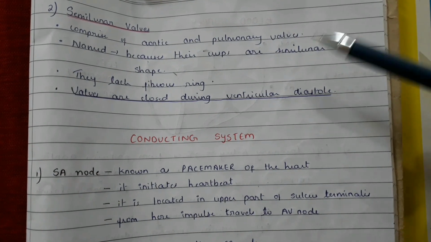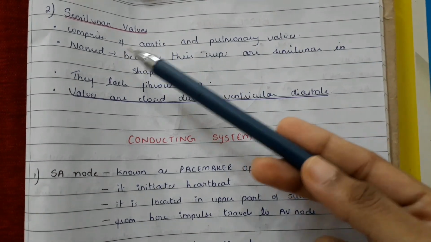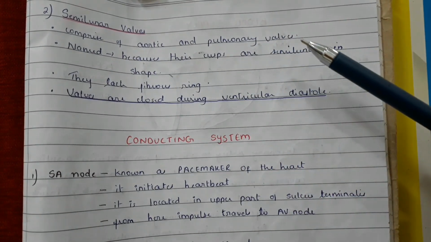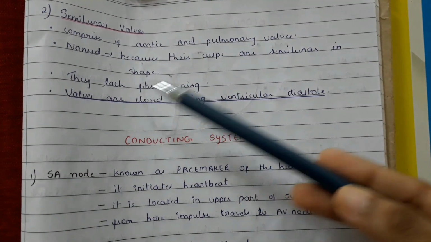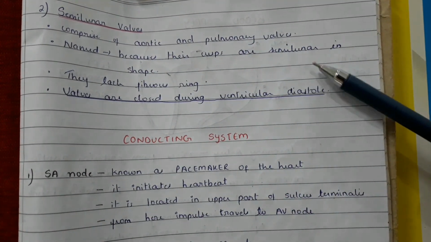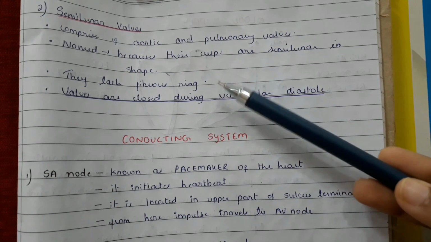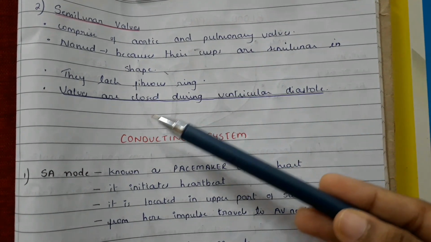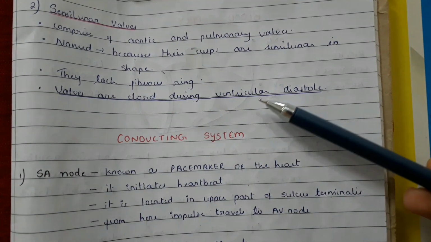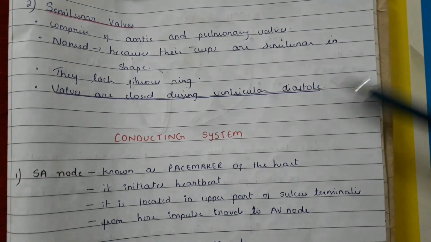Then we have the semilunar valves. They comprise the aortic and the pulmonary valves. They are named so because their cusps are semilunar in shape and they lack a fibrous ring. These valves are closed during ventricular diastole.